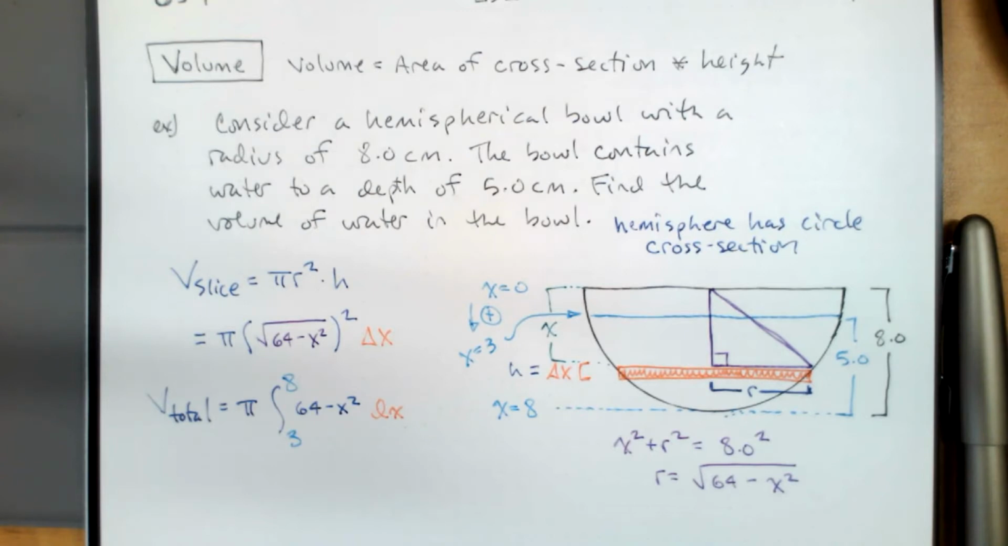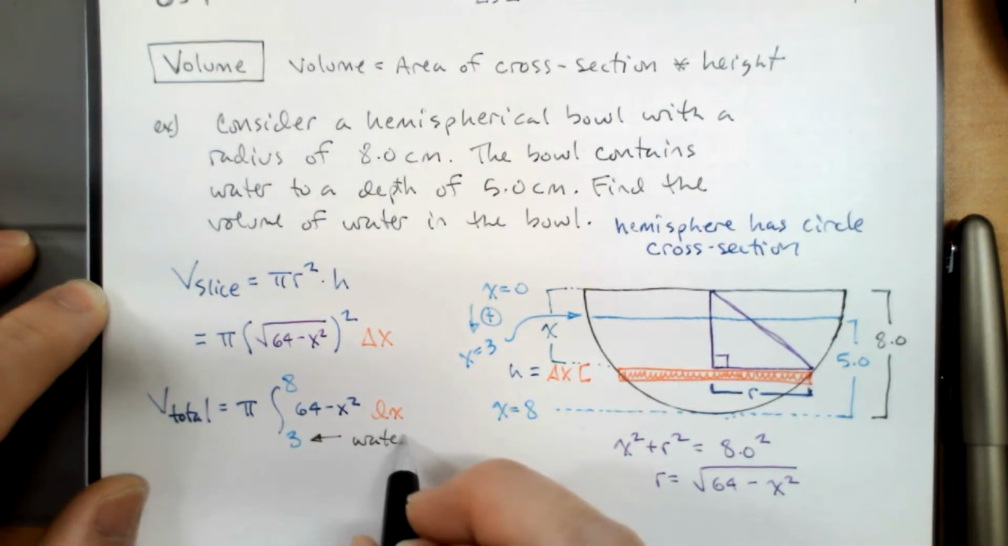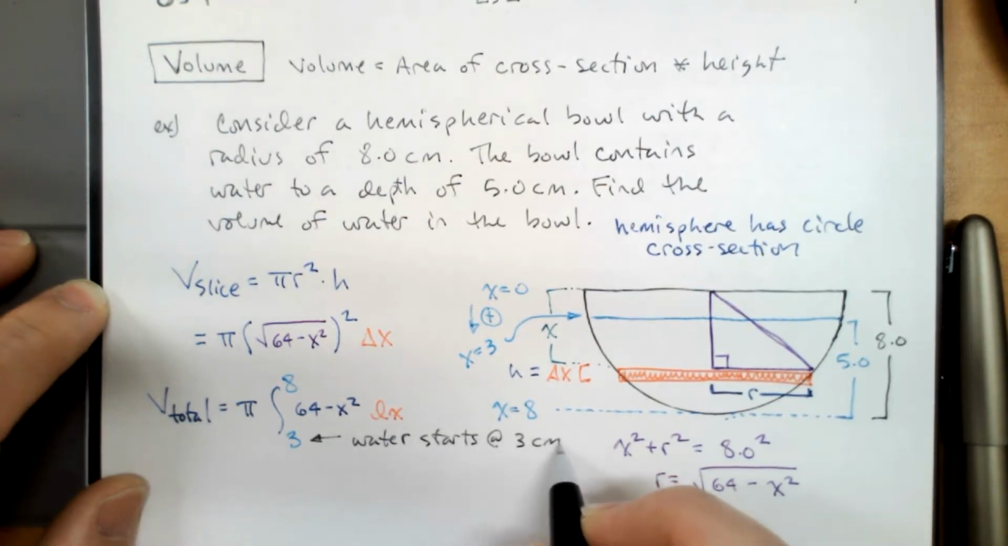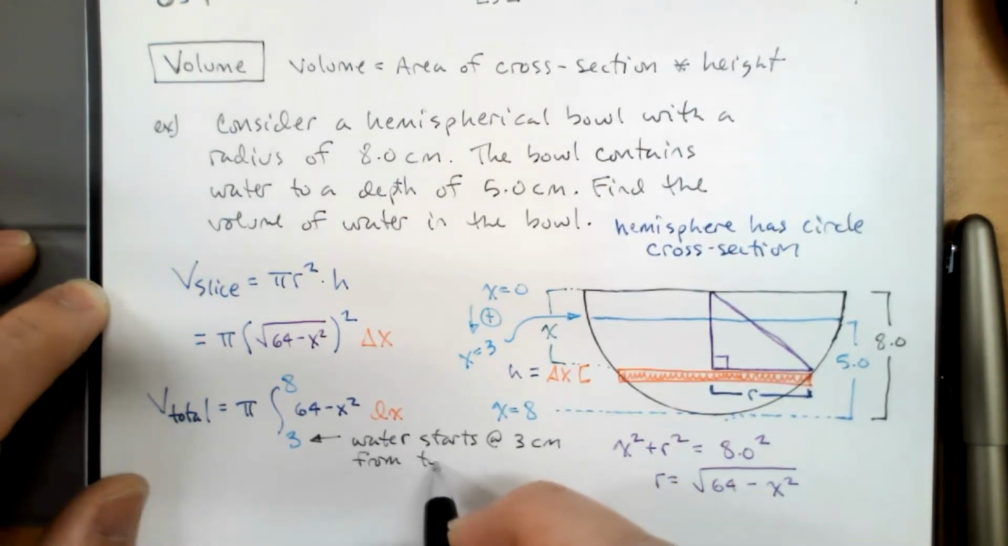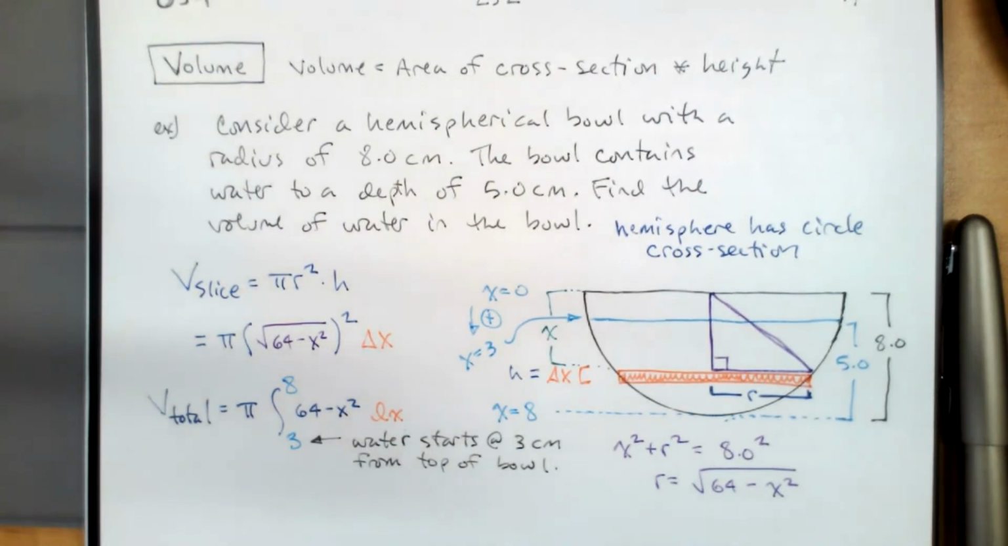0 to 5 would be the top 5 centimeters of the bowl. But that's not where the empty space is. That would mean the empty space would be on the bottom. We don't have 3 centimeters of empty space on the bottom of the bowl. We have 3 centimeters of empty space on the top of the bowl. So the 3 down here, because the water doesn't start until 3 centimeters from the top of the bowl.